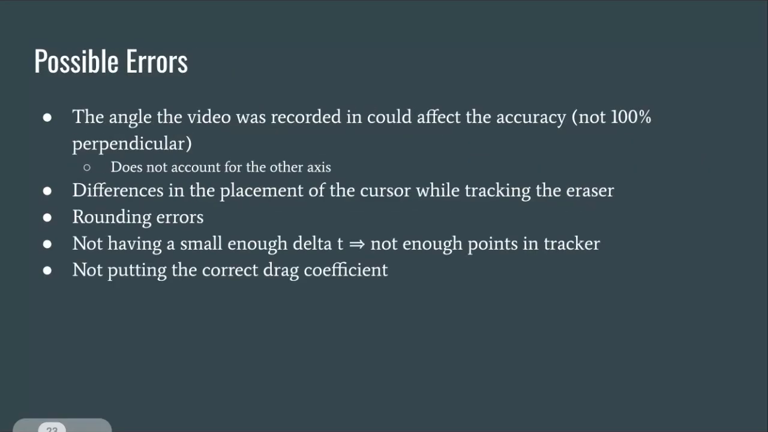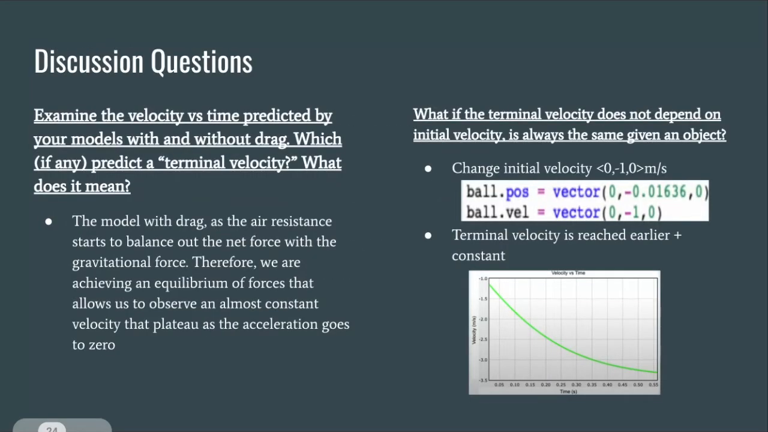One possible source of error was the angle at which the video was recorded. It could have affected the results as it wasn't 100% perpendicular. There were also differences in the placement of the cursor while tracking the eraser, as well as rounding errors, or not having a small enough delta t, which could have led to not enough points in Tracker, or not putting in the correct drag coefficient.